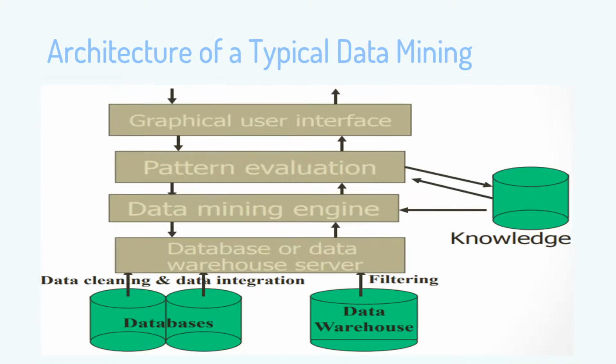Okay, here you can see the architecture. The architecture is nothing but two things: database and data warehouse. The database and data warehouse are different, because in the data warehouse we are doing some filtering process, and then we get other data, like the database or data warehouse server, the data mining engine, and pattern evaluation. Within the pattern evaluation and the data mining engine itself, we will collect some knowledge.